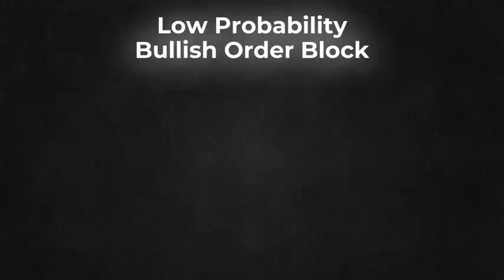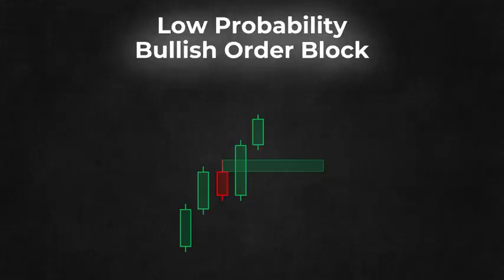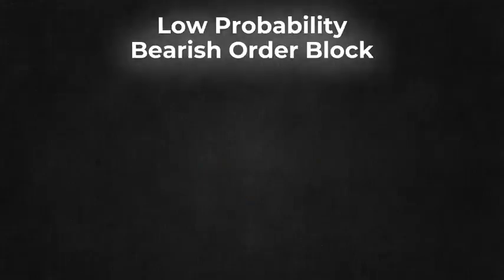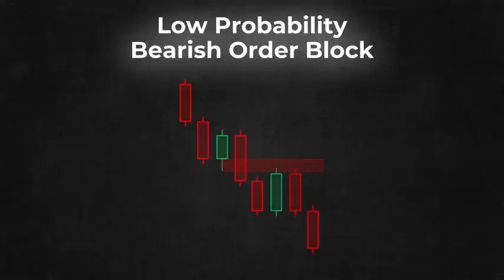In the bullish variation of a low probability order block, we find a small-bodied bearish candle in the middle of a price movement composed by mostly bullish candles. The order block sits in the space between the high and the open of the small-body bearish candle. Price will often retrace to this order block before resuming the movement upwards. In the bearish variation of a low probability order block, we find a small-body bullish candle in the middle of a price movement composed by mostly bearish candles. The order block sits in the space between the low and the open of the small body bullish candle. Price will often retrace to this order block before resuming the movement downwards.